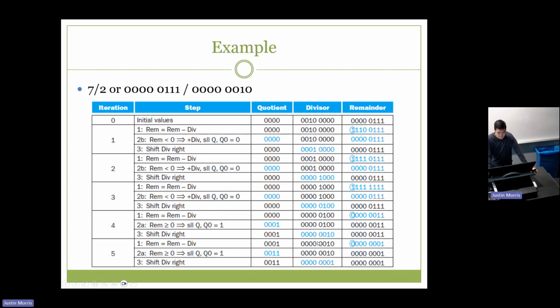And then step 5, we again subtract, right? And we are again positive. So quotient gets 1, divisor gets shifted right by 1, and that is the end. So we have our remainder of 1, and our quotient is 3. And 7 divided by 2 is 3 remainder 1, right?